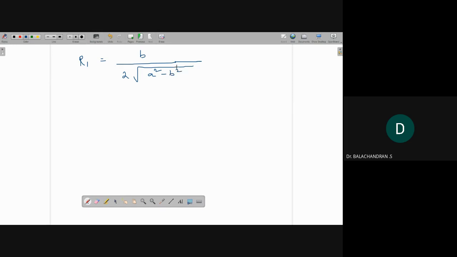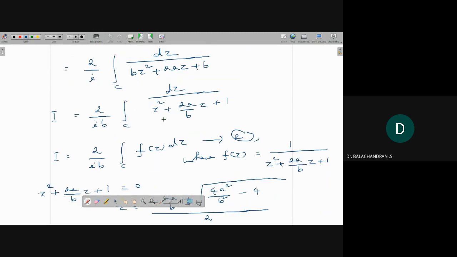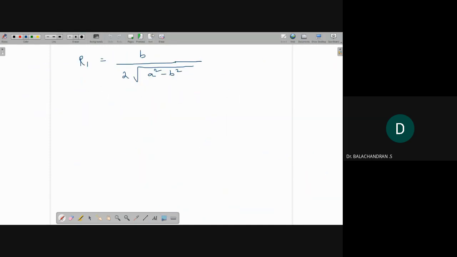So this is r1. Now equation 2 implies this is equal to the integral over C of f of z dz equal to 2 pi I into some other residue, but you need to multiply that by 2 by I b. Instead of that integral, I'm using the Cauchy residue theorem, 2 pi I into the residue, that is R1, by CRT.